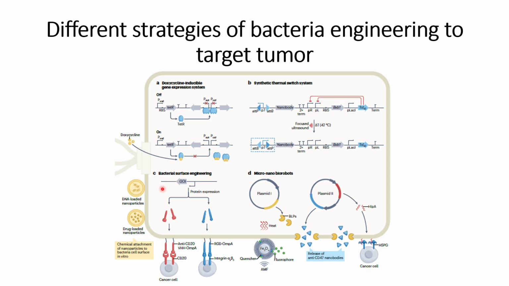And the next one is about the surface engineering of the bacteria. In this case, two different approaches have been tested. First, engineering the bacterial surface to target CD20 using an anti-CD20 VHH protein, and at the same time they also engineered the bacterial surface with an RGD domain on the same OmpA protein. So in this way, this will increase the specificity of the bacteria towards the cancer cells.